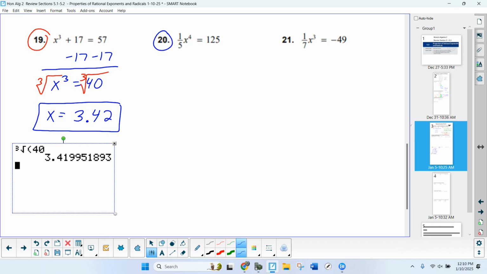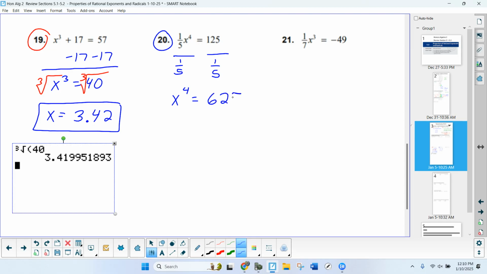All right, Cash, what'd you do first? First, I divided by 1/5. Good. You can divide by 1/5 or you can multiply by 5. Either one of those would work. And when you do, you got x to the 4th equals what? 625.